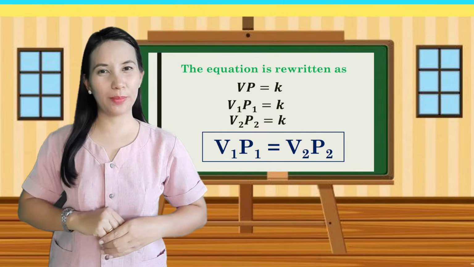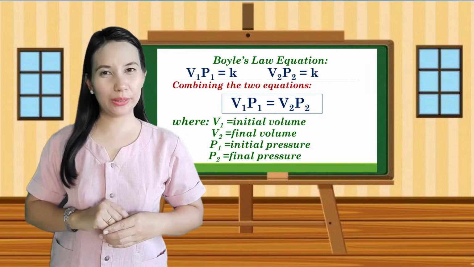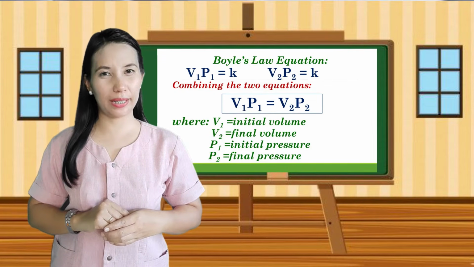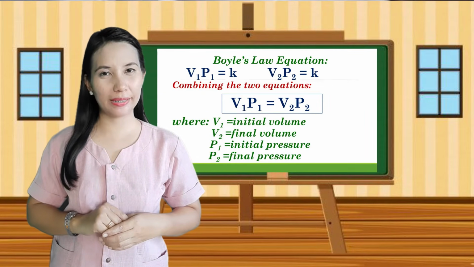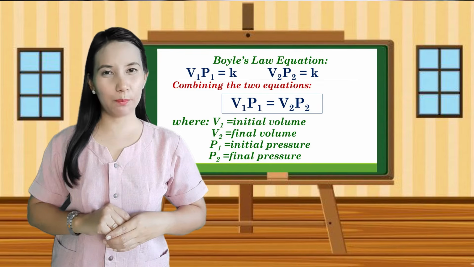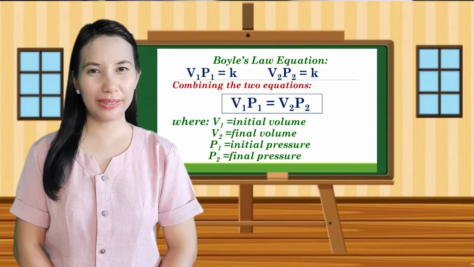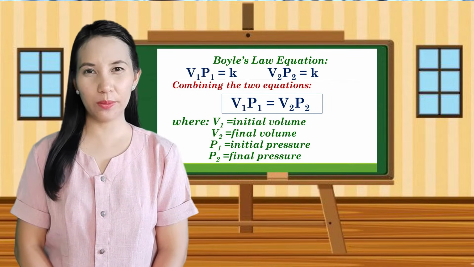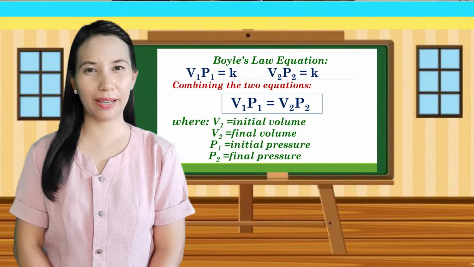Combining the two equations, we get V1 times P1 is equal to V2 times P2, where V1 is the initial volume of the gas, V2 is the final volume of the gas, P1 is the initial pressure of the gas, and P2 is the final pressure of the gas. This therefore means that the variable with a subscript of 1 is the initial value and the variable with a subscript of 2 is the final value.